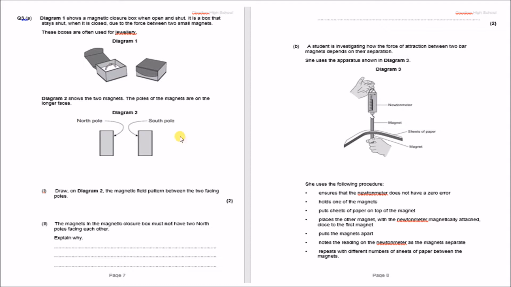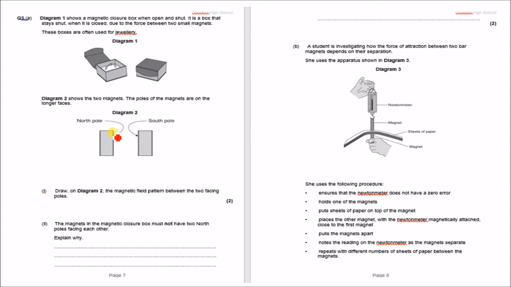The next question says, diagram 1 shows a magnetic closure box. When open and shut, it is a box that stays shut when it is closed due to the force of two small magnets. Diagram 2 shows the two magnets. The poles of the magnets are on the longer faces. So we know this is a north pole and this is a south pole.